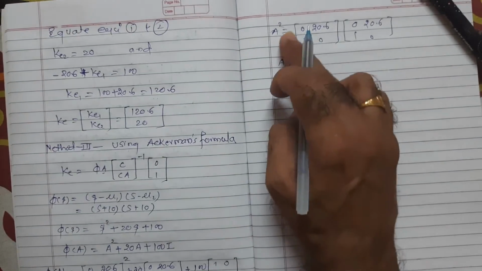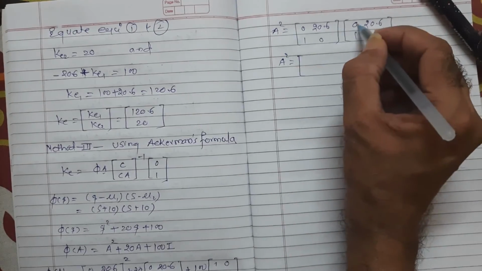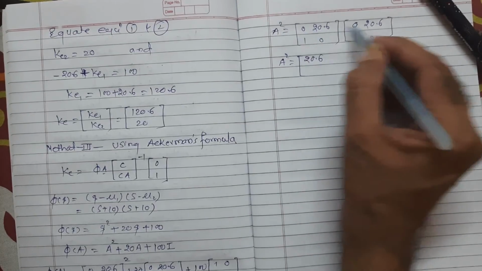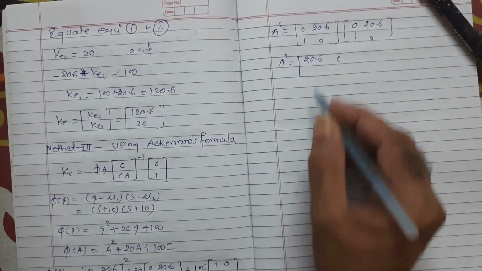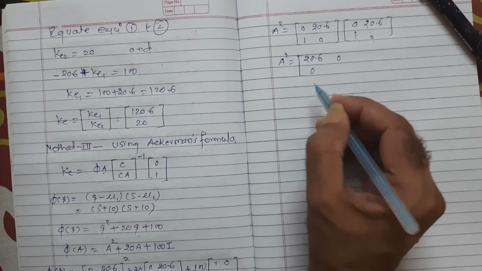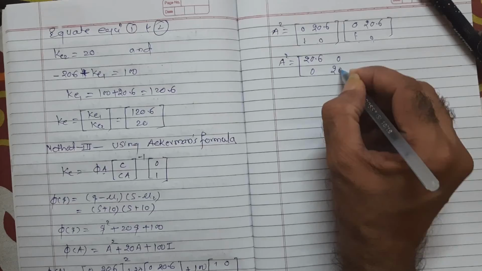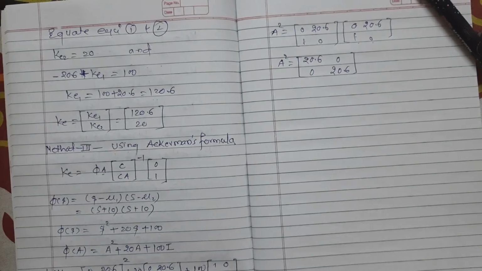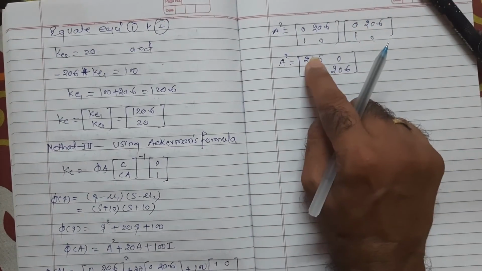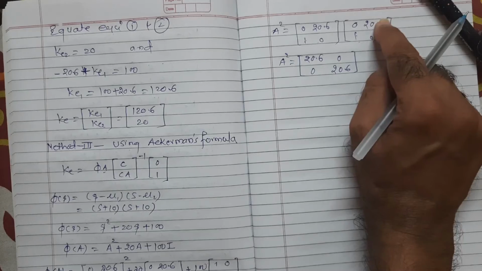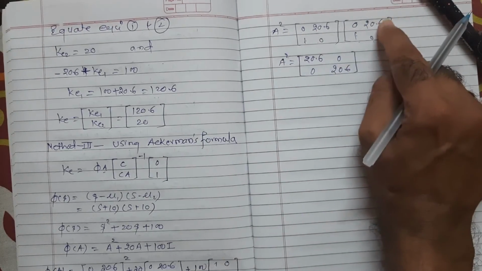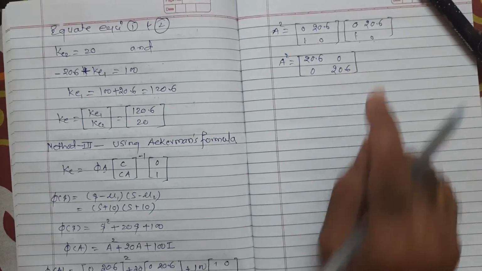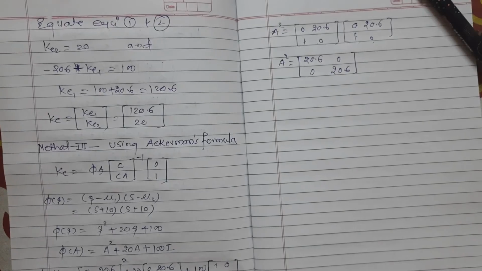A squared equals 0 into 0, and 20.6 multiplied by 1, so that becomes 20.6, and 0. Then 1 into 0, 1 into 0, so here is the 0, and 1 into 20.6, and 0 into 0. So this is 0, here is the 20.6, this is 0, and this is 0, so A squared is [20.6, 0; 0, 20.6]. So this is my A squared.